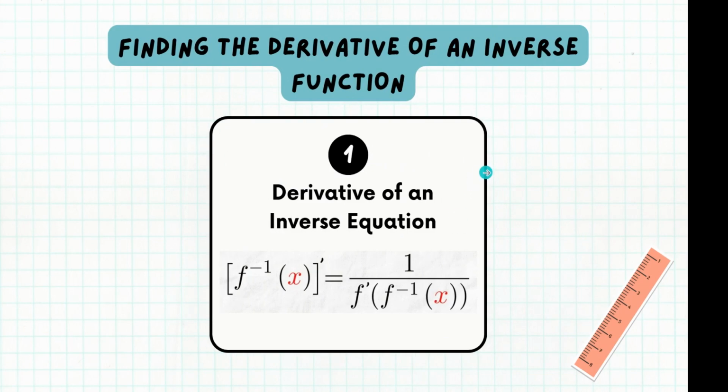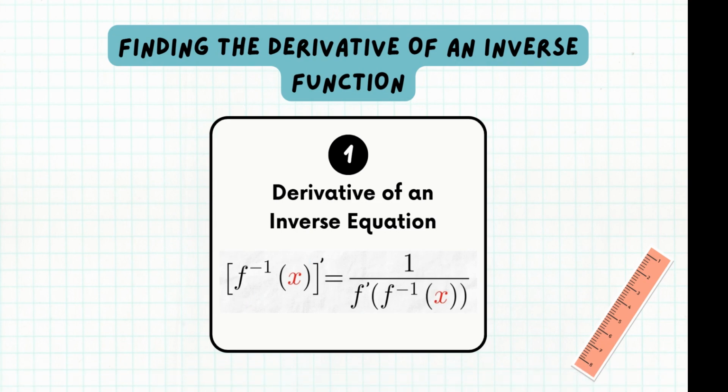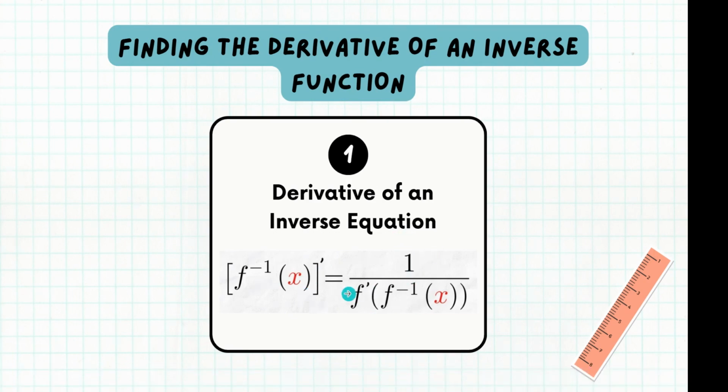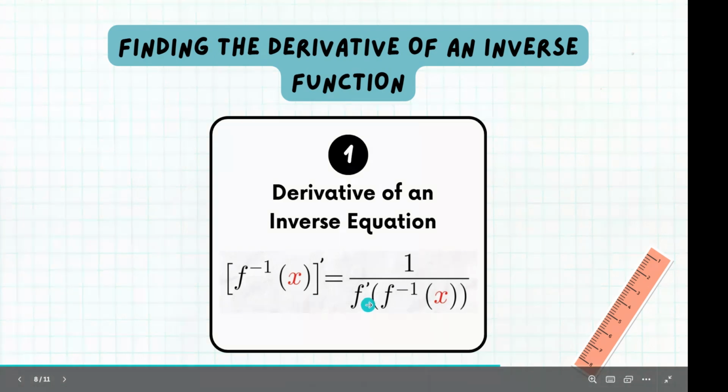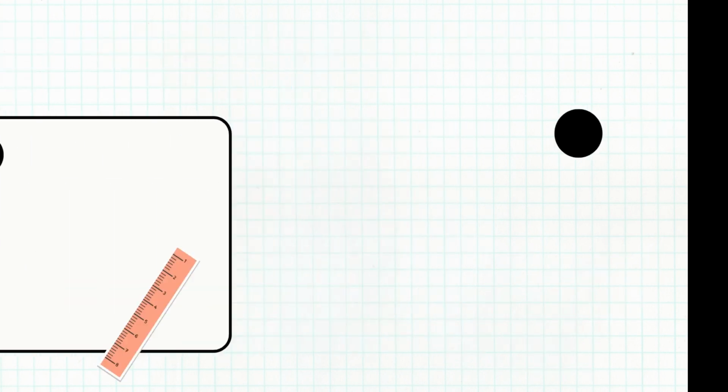Finding the derivative of an inverse function. So this is the equation that we're going to use. It's harder to explain, so I'm going to show you some examples to show how to do it. But basically, this inverse equation is saying that to find the derivative of the inverse function, you have to do 1 over the derivative, after you find what the inverse of that function is when you plug in x.